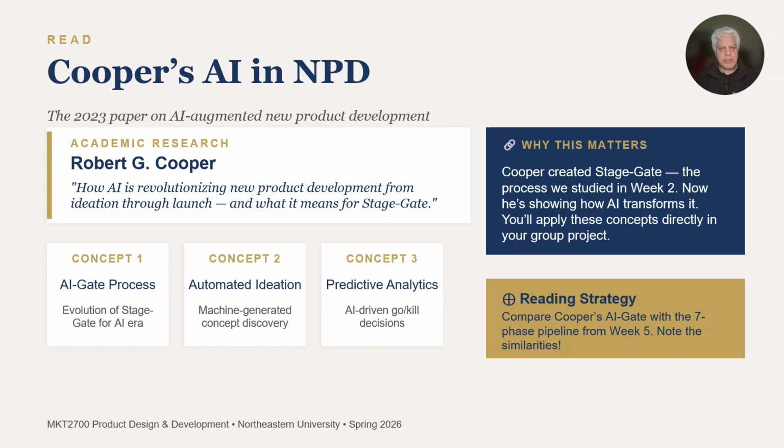So the second reading this week is Robert Cooper's 2023 paper on AI in new product development. Now, that name should sound familiar. It's about Robert Cooper, who is the creator of the stage gate process that we studied in weeks prior. He's also the godfather of structured product development. And in this paper, he's essentially rewriting his own playbook for the AI age.